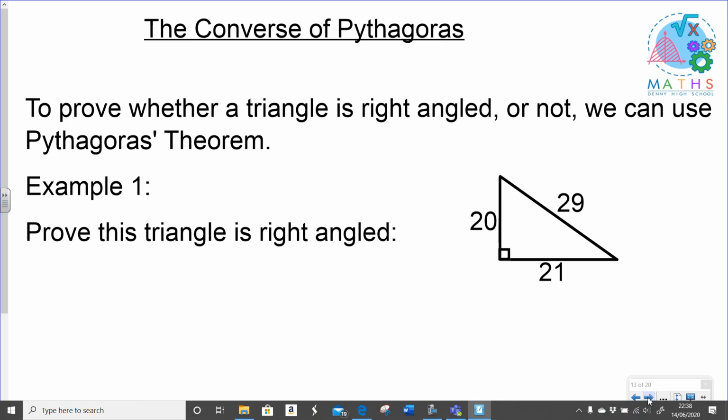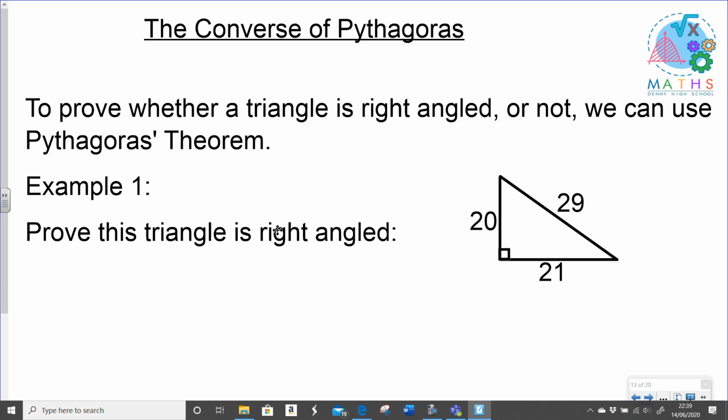So we know, or we should know, the theorem of Pythagoras, which states that if a triangle is right-angled, it contains two short sides, which can be squared and added together, and this will give the longest side squared. So we can use this theorem to prove whether a triangle is right-angled or not.